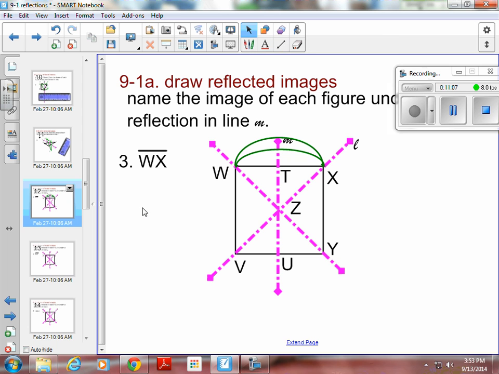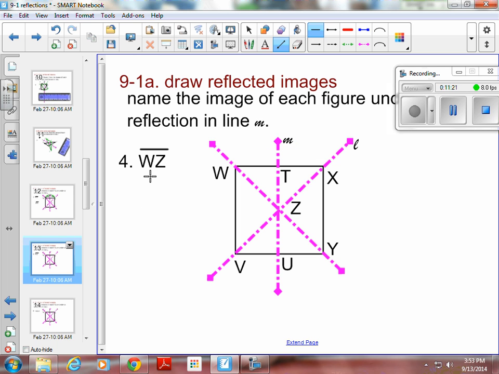So my answer would be XW. And that's a segment, so I need to put my segment line over it. So WX reflected in line M is XW, segment XW. How about WZ? Let's find WZ and put an arc on it. So W to Z is this way, right? W to Z.